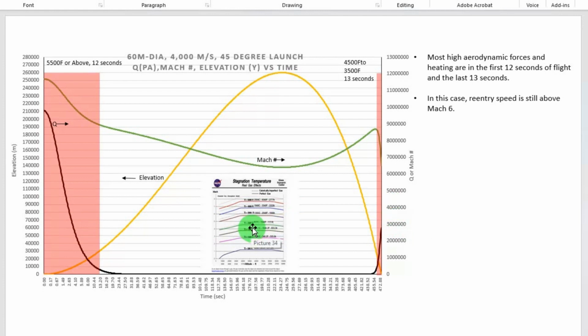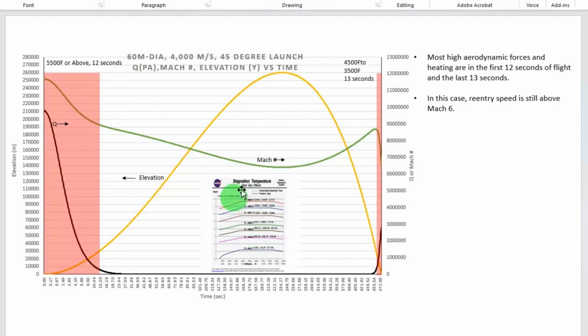Based on the stagnation temperature, we would expect, and maybe I should go over it, this is getting pretty long. Stagnation temperature: there's a graph that tells you what temperature you would expect the aerodynamic drag to present, based on elevation and speed. And so we'll go over that.